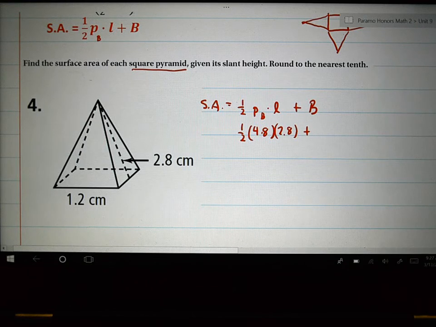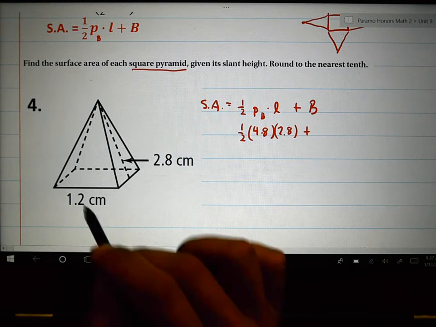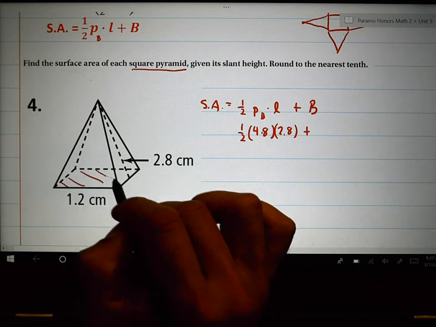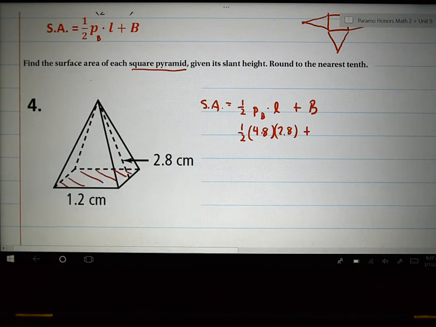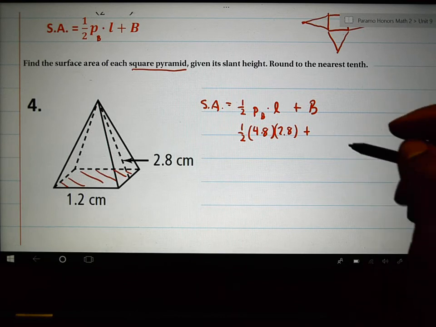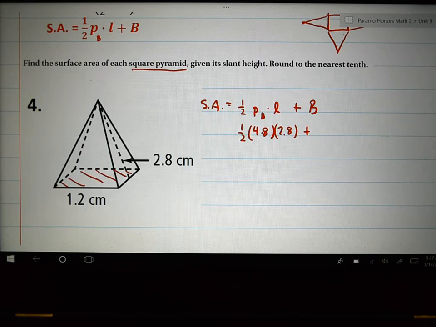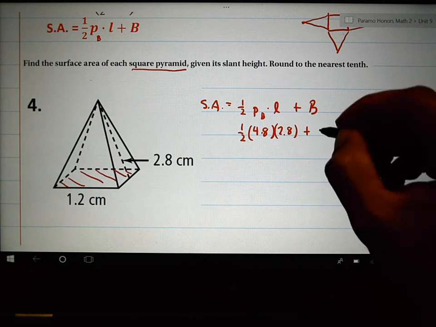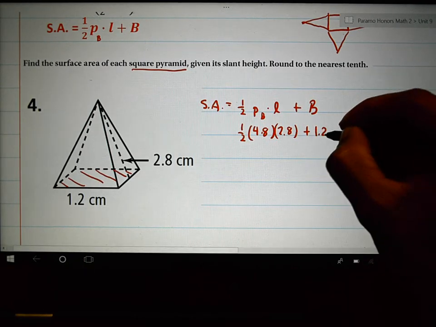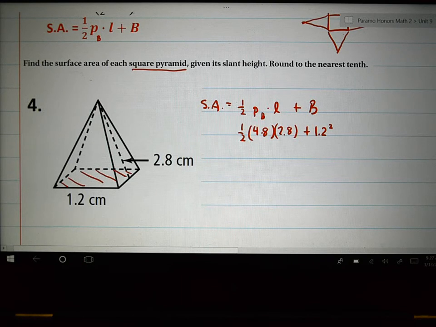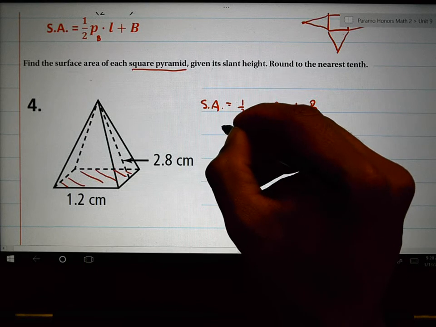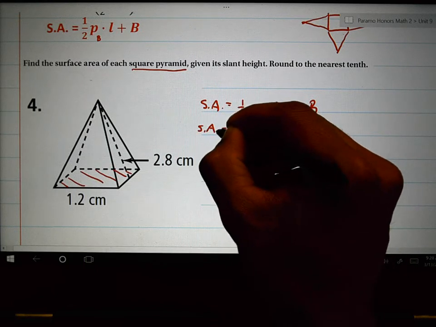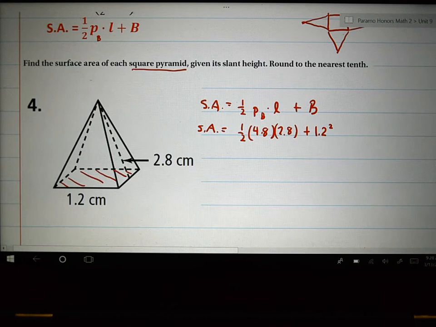Plus the area of the base. Here's my base. It's a square. How do I find its area? What numbers am I going to use? If you know, tell the person you're sitting next to, please. I'm hoping you said something like 1.2 times 1.2 or 1.2 squared. I like to write everything down before I go to grab my calculator, and then I double check this. Got my perimeter, got my slant height, got my area of the base squared.